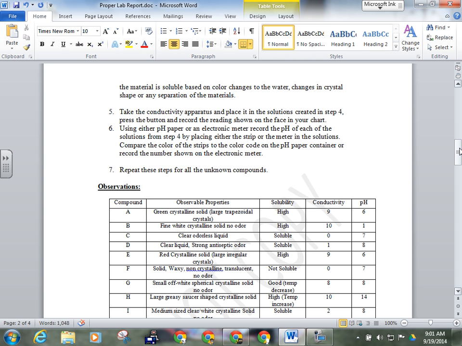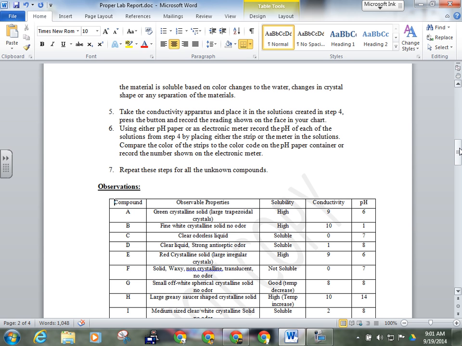Using either pH paper or an electronic meter, record the pH of each of the solutions from step 4, by placing either the strip or the meter in the solutions. Compare the color of the strips to the color code on the pH paper container, or record the number shown on the electronic meter. We tried electronic meters last year and they just didn't work very well because we didn't have enough sample and it didn't fit in very well.